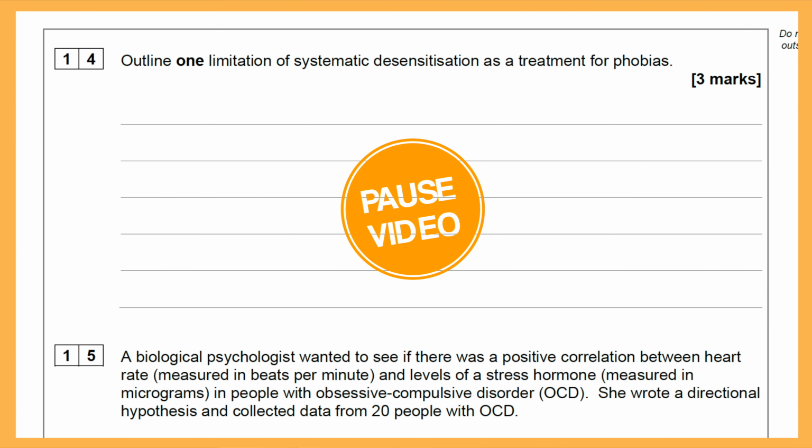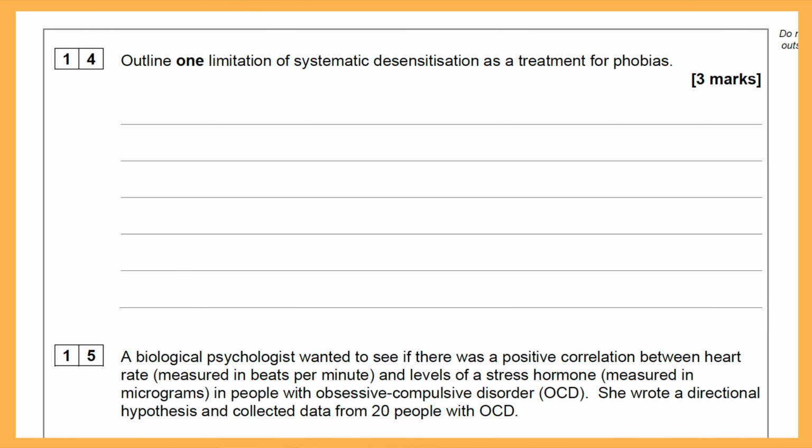Question 14 says, outline one limitation of systematic desensitization as a treatment of phobias, 3 marks. This is a nice 3-mark question, but make sure you read the question carefully. It's about a limitation of systematic desensitization, so don't waste your time describing how it works. For 3 marks, make sure to be very clear in unpacking the limitation. Don't be vague, make sure you use key terminology and possibly expand your limitations with a comparison with another treatment, like flooding.